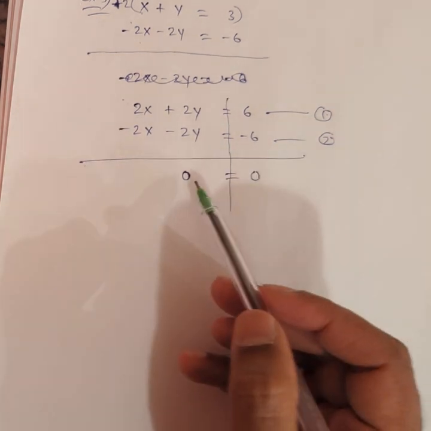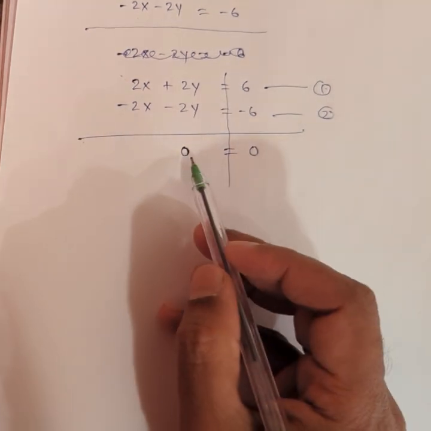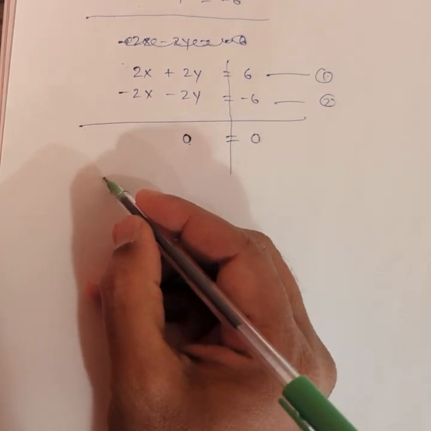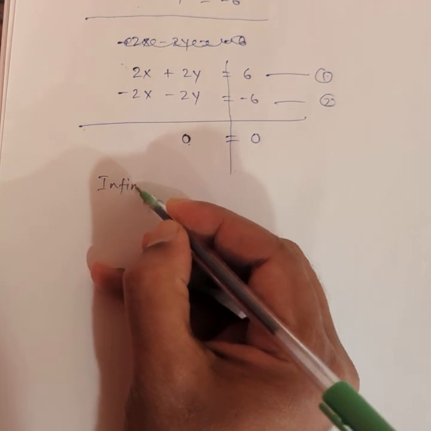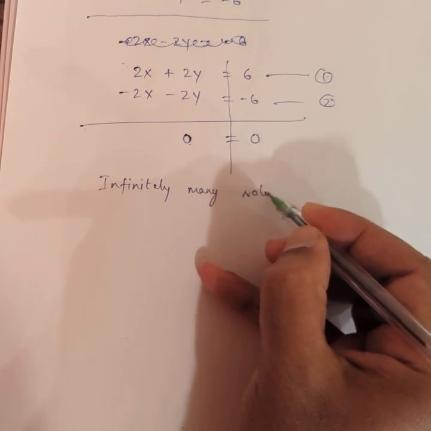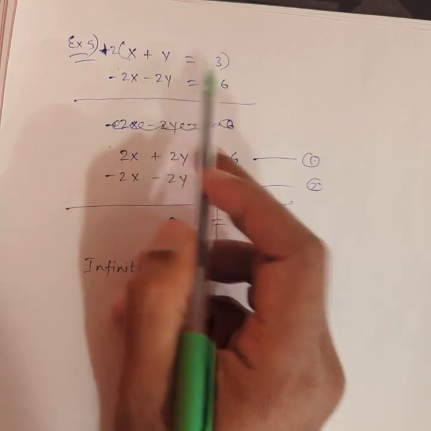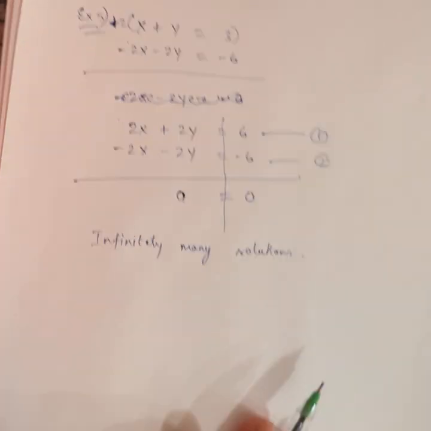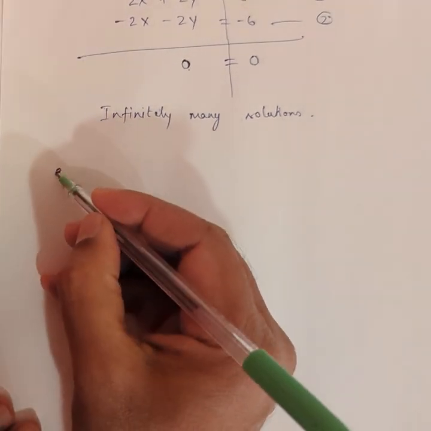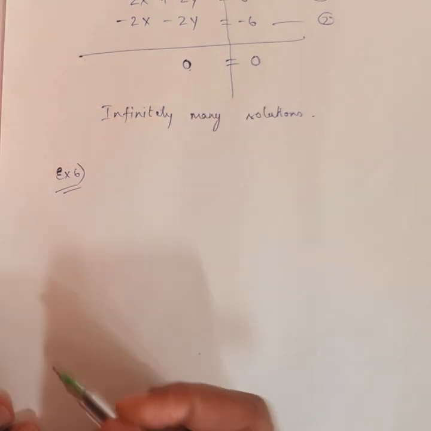Now, when such a situation occurs, you get a true statement. So if you are getting 0 equals 0, you say there are infinitely many solutions. Because these two lines are nothing but the same lines, so they meet in infinitely many points. However, there is one other situation where you have no solution. So let's look at that.